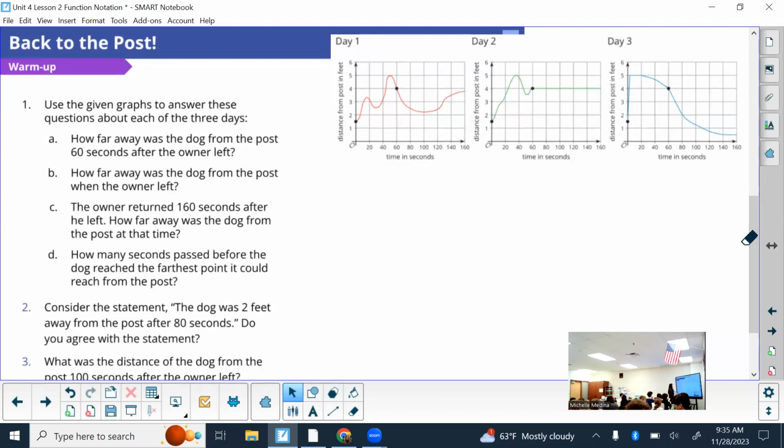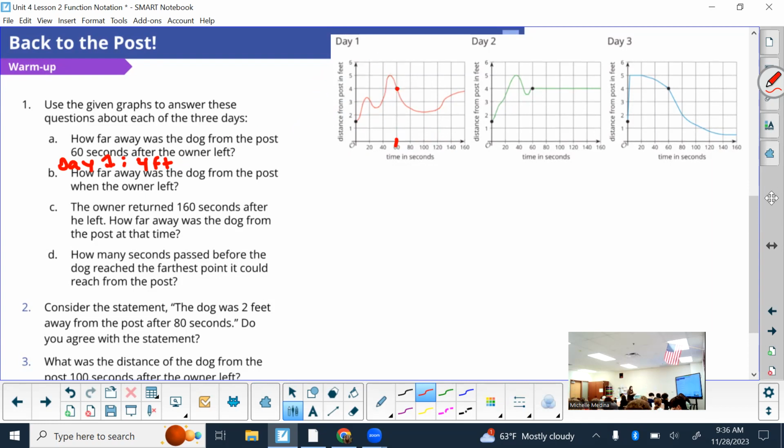So table 1, we'll start with you. How far away was the dog from the post 60 seconds after the owner left? All right, 4 feet. Class, do you agree with that? So reading a graph is a skill. Here's the time in seconds. If we want to know how far away it was at 60 seconds, you have to see where it touches on the line that is graphed. So for day 1, it's 4 feet.